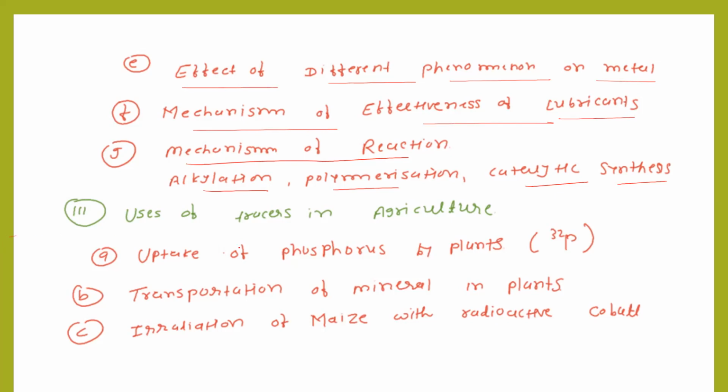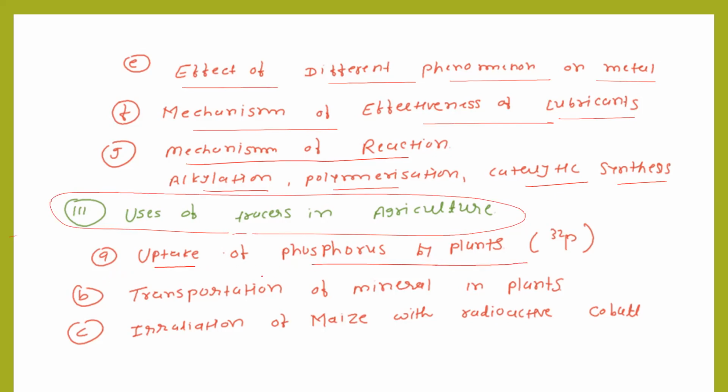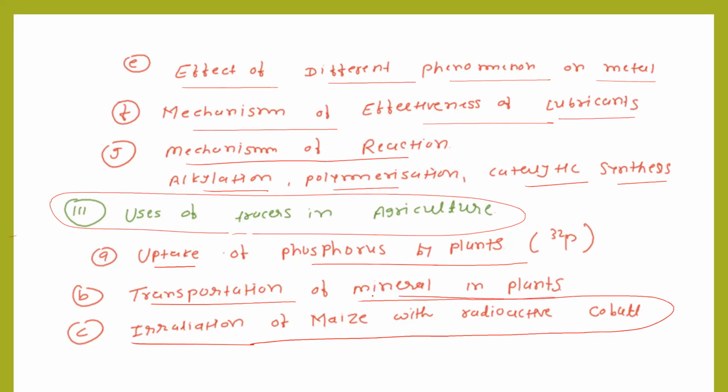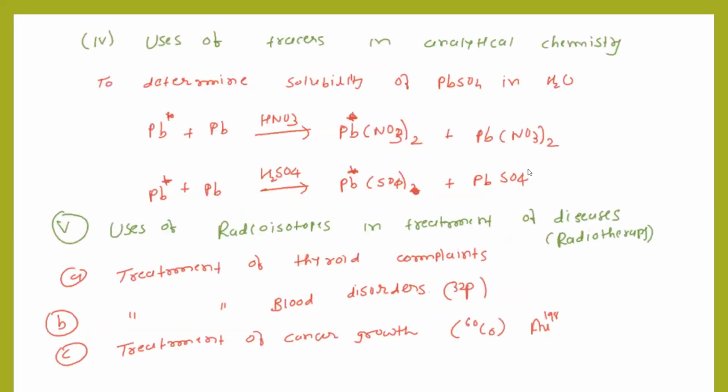Now, the third category is use of tracers in agriculture. In agriculture, tracers are also used, like uptake of phosphorus in plants: how plants take phosphorus from soils can be detected. Transportation of minerals in plants, how minerals are used in plants, can be studied. Irrigation of maize with radioactive cobalt: with radioactive cobalt, we can understand the irrigation mechanism of maize.